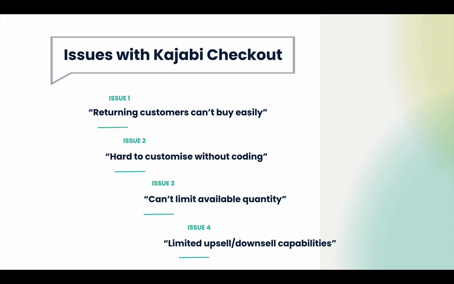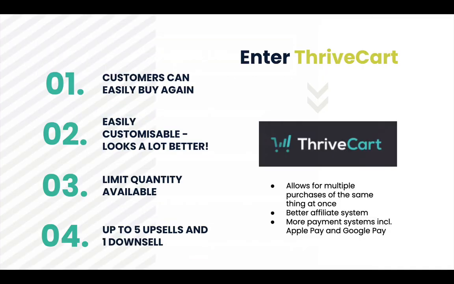It's really hard to make it look good without coding, and you can't limit the available quantity. So in Kajabi, you cannot say, for my group program, I only want to have 10 people, and then send those people to a waitlist page. That's not possible, and that's just not very helpful. The other issue is that it's very limited in upsell and downsell capabilities, as you can only do one upsell and you can't make it look very good in Kajabi, and there are no downsell capabilities at all.